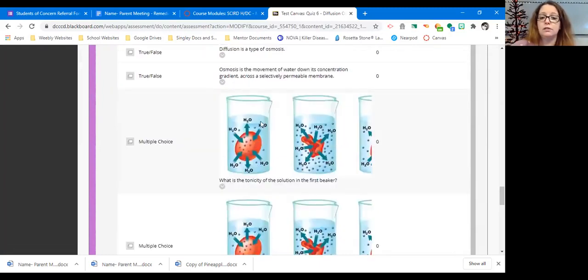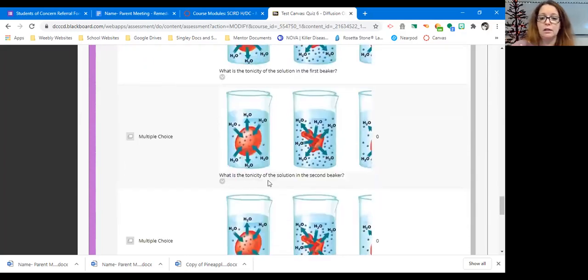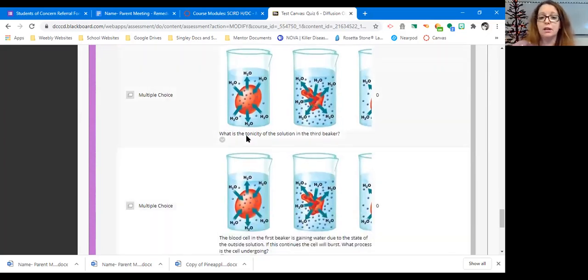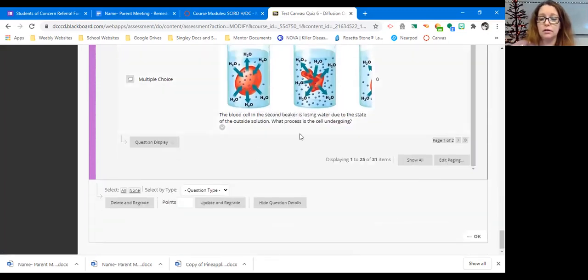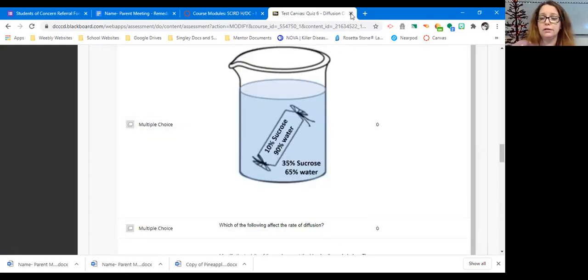What is the tonicity of the solution in the first beaker? Everything is equal. So what is that tonicity? What is the tonicity in the solution of the second beaker? Water is leaving at a much higher rate than it is entering. What is that tonicity? The third beaker will be opposite. Water is going in at a much higher rate than it is leaving. So what is that tonicity? Okay, so y'all should know all those answers.